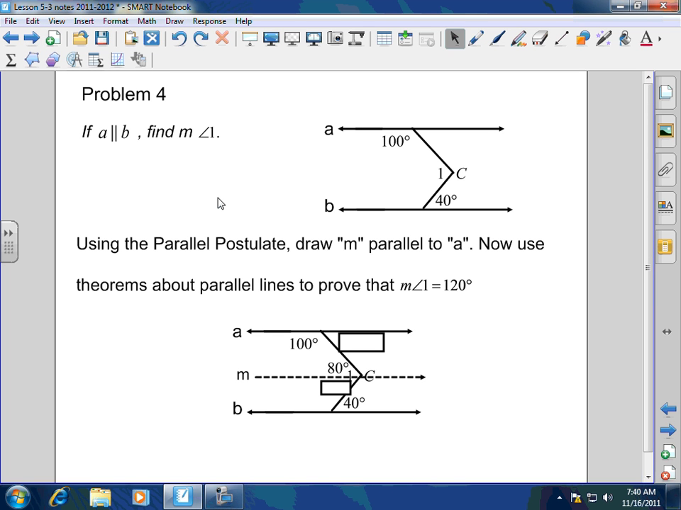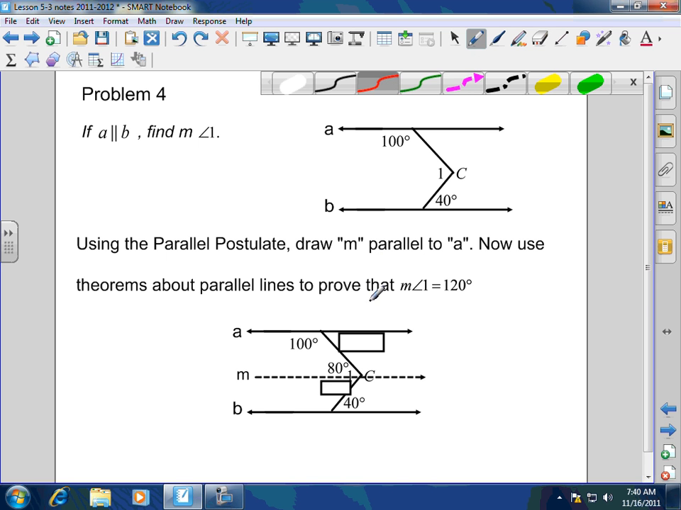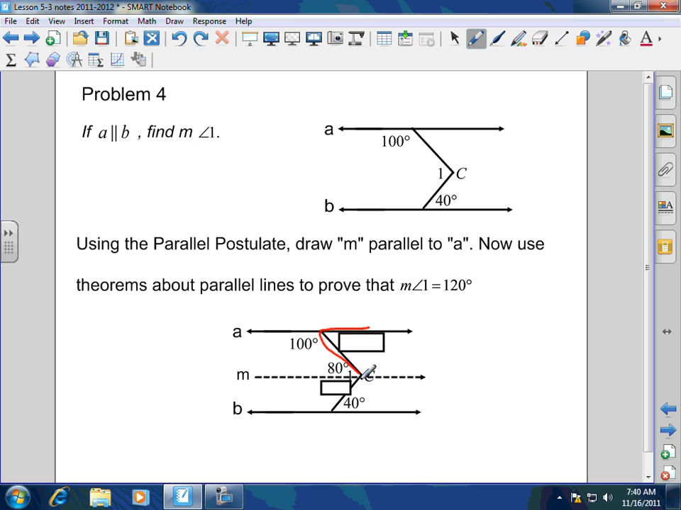Now, for problem 4, they give you this figure, okay, and they want you to find angle 1. Now, you can use the parallel postulate to draw M, which is a parallel line to A, all right? Now use the theorem about parallel lines to prove that angle 1 is equal to 120. Well, this is the line we drew through it, okay? We're drawing a line through point C here, which is totally valid. Think about it. If I do my Z, wouldn't this guy be equal to 80 degrees?